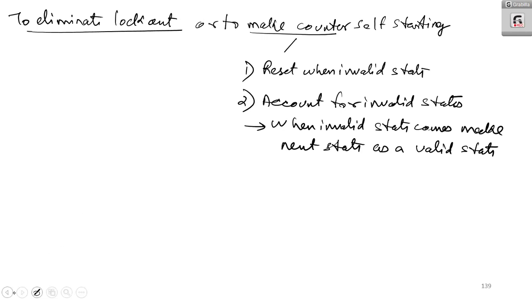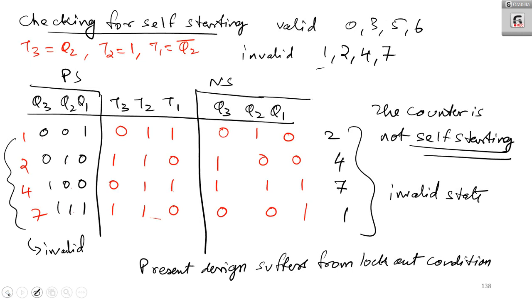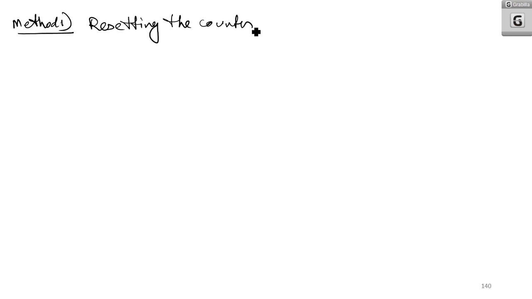So first of all I need to reset. Reset means I need to reset back to 0. 0 is a valid state, so I can reset it. So method 1 is resetting the counter. Okay, so which are the invalid states?